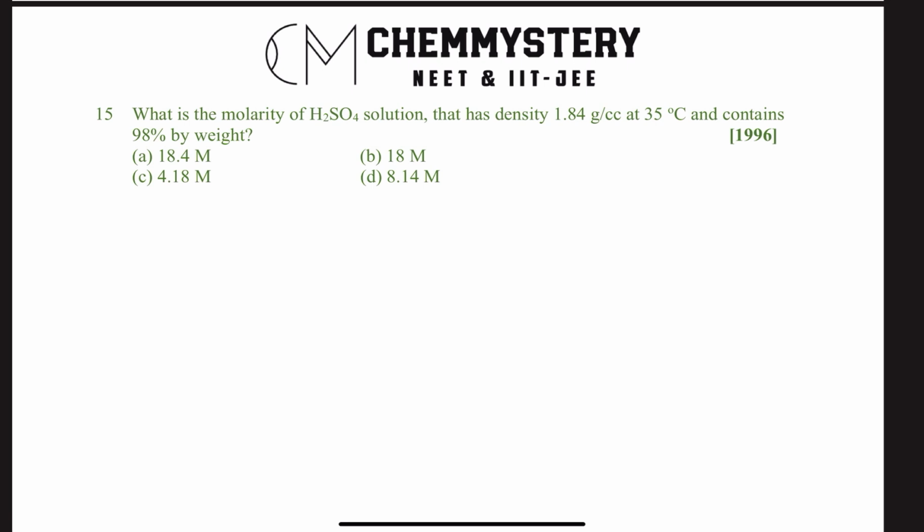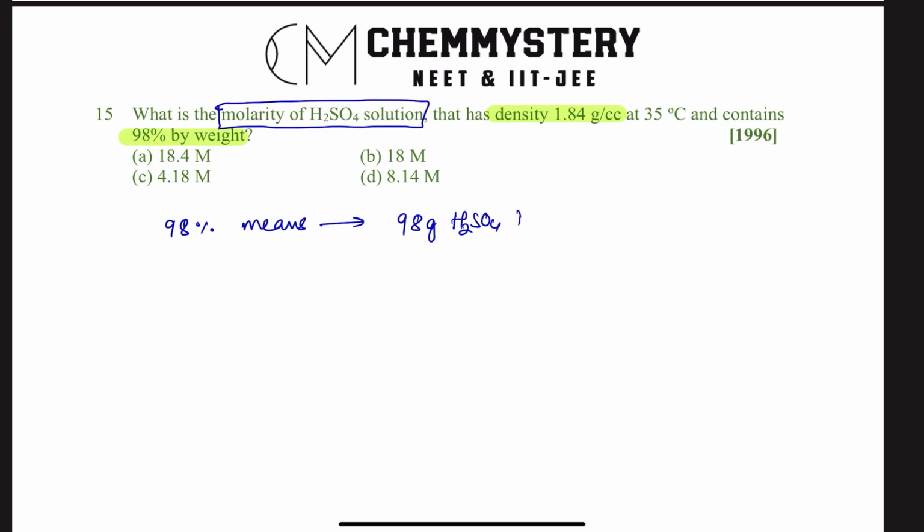Question 15. What is the molarity of H2SO4 solution? You need to find what? The molarity of the H2SO4 solution. What is given to you? Density is given, 1.84 gram per centimeter cube at 35 degrees Celsius, and it contains 98% by weight. This kind of question we did yesterday. Whenever H2SO4 is 98% by weight, it means 98 gram H2SO4 is present in 100 gram of solution. This is the meaning of 98% by mass or by weight, right?